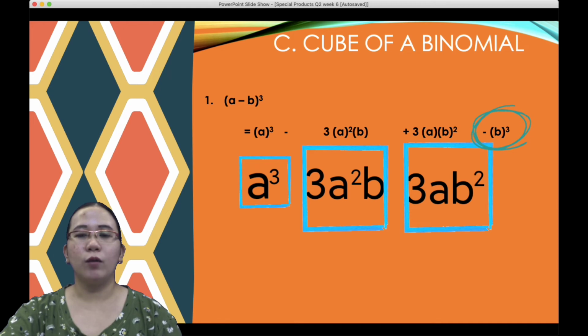Thus, for the fourth term, how to get the fourth term? Cube the second term. So, we have b cubed. Tatlong beses natin i-multiply yung b. So, b times b times b is equal to b cubed.